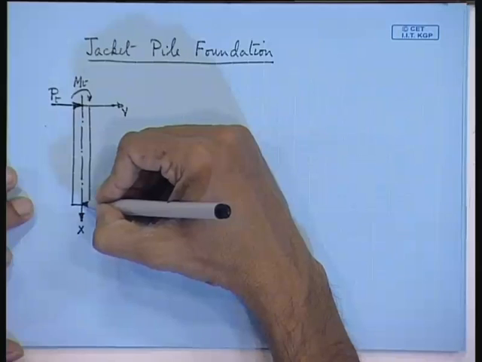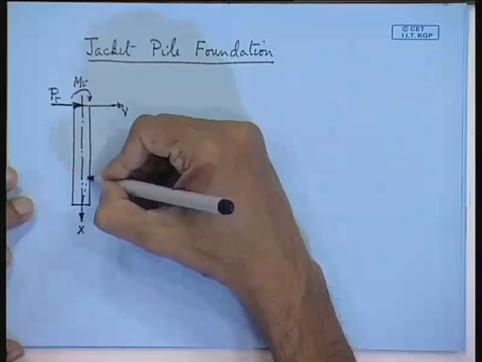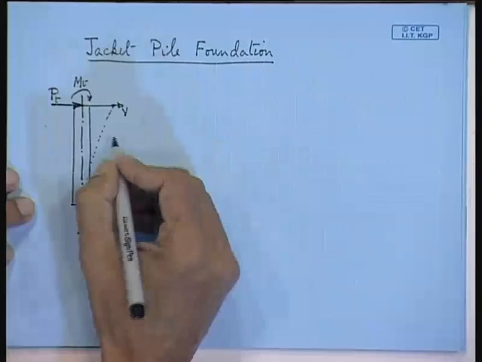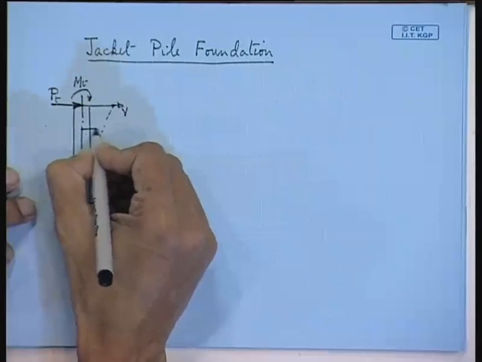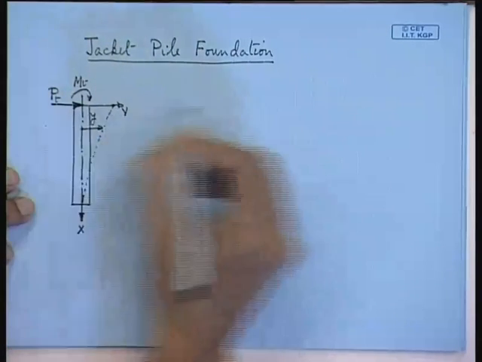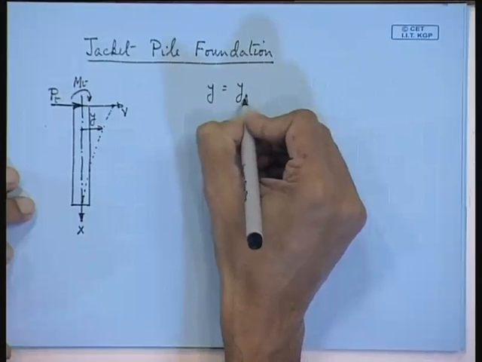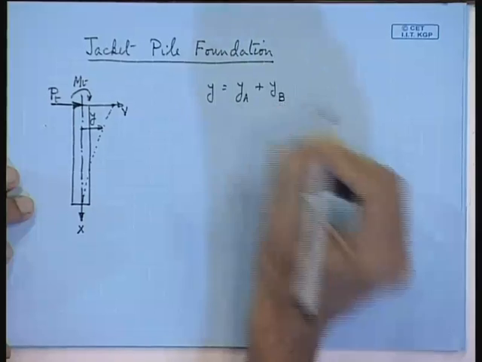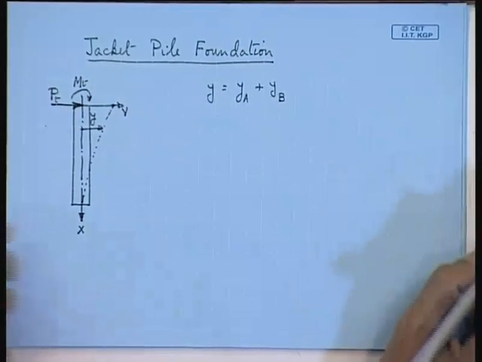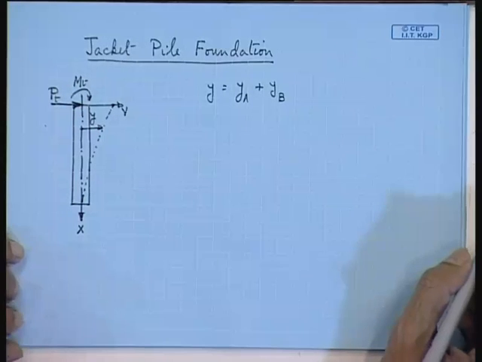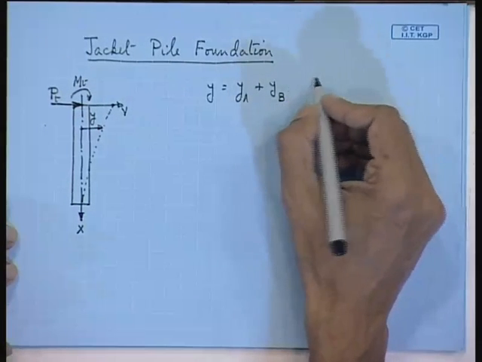Pile foundation, and the deflection I have told you is composed of two parts. One is caused by the horizontal load PT and the overturning moment. So, if this is your y, then y is equal to yA plus yB. The formulas that I have given you still hold good, that is, you write down the equations for deflection. So, this is your deflection equation.